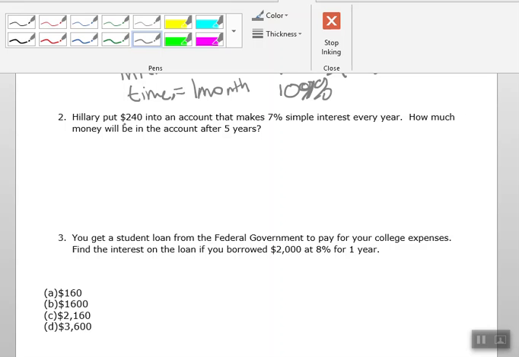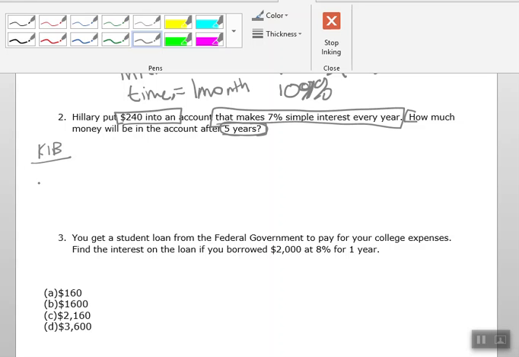So Hillary put $240 into an account that makes 7% interest every year. I want to go to that bank because I have never seen that much interest. How much money will be in the account after 5 years? So this is my period of time. So here's my key information box over here.